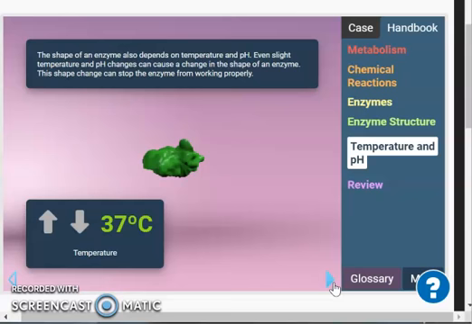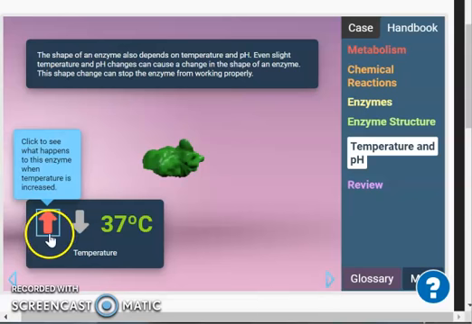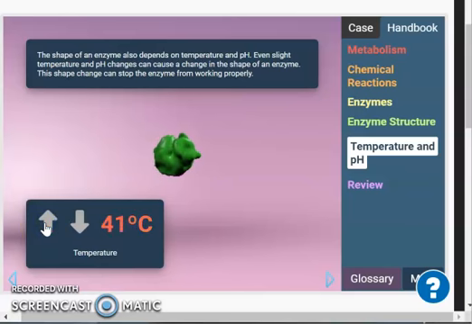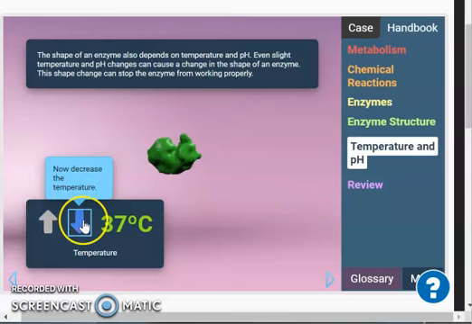The shape of an enzyme also depends on temperature and pH. Even a slight temperature and pH change can change the shape of the enzyme. This shape change can stop the enzyme from working properly. Let's see what happens when we increase our temperature. Our shape changed and the substrate will not fit the active site. Let's reset, and we can see that the substrate now is able to fit and the reaction occurs.